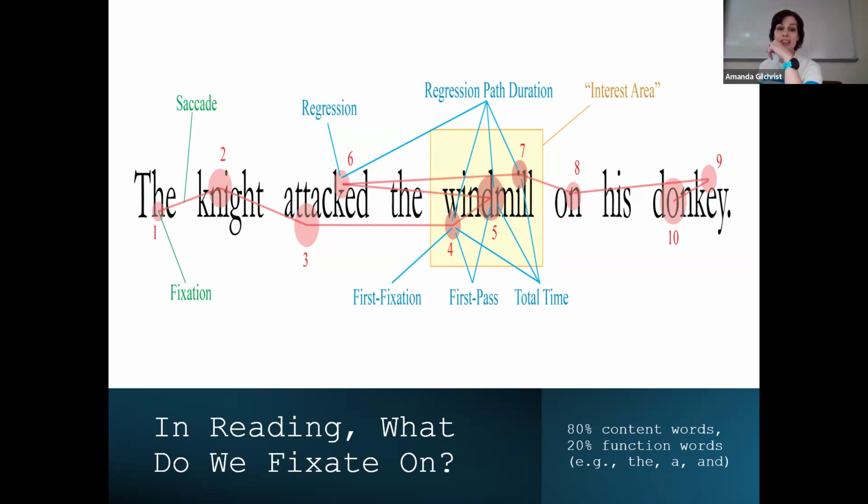Sometimes we have to go backwards. So, the knight attacked the windmill on his donkey. Is the windmill on his donkey or is the knight on his donkey? We might have to do that. One of the other things that you'll notice is that we have a couple of words we don't actually fixate on at all. And what we find is that with fixations, 80% of the time they're major content words. 20% are function words like the, and. We spend more time on major nouns and verbs than we do articles.